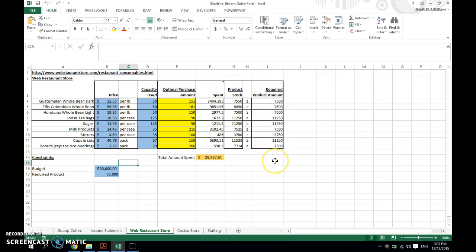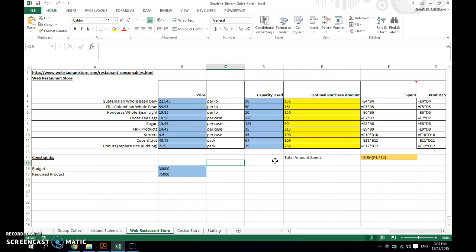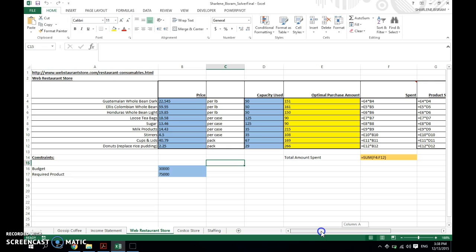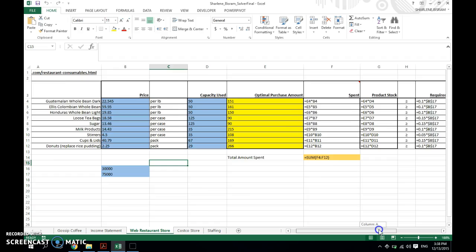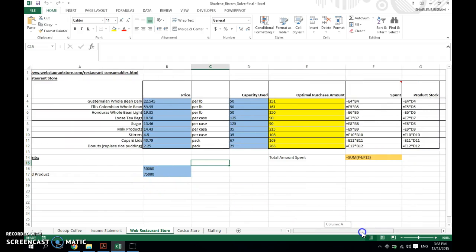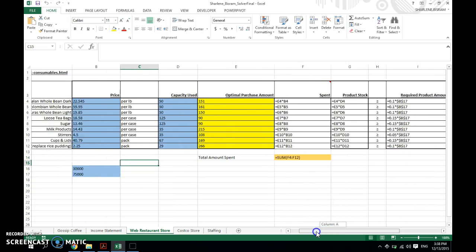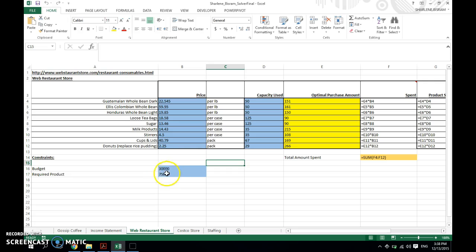I calculated the percentage of each product needed based on customer demands and what units we needed to fill. So for instance, we can see that for I4, that is referring to Guatemalan whole bean dark coffee. So 10% of the required products needed is going to be Guatemalan whole coffee. And that's how we were able to come up with the required product amount and make sure that that number does not go over the 75,000 required products.